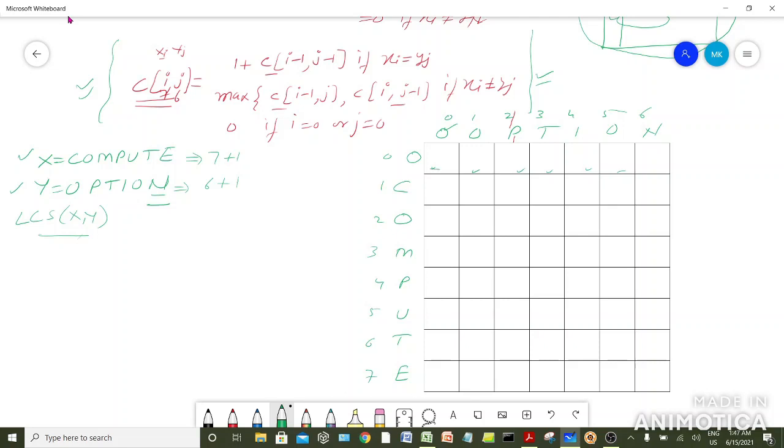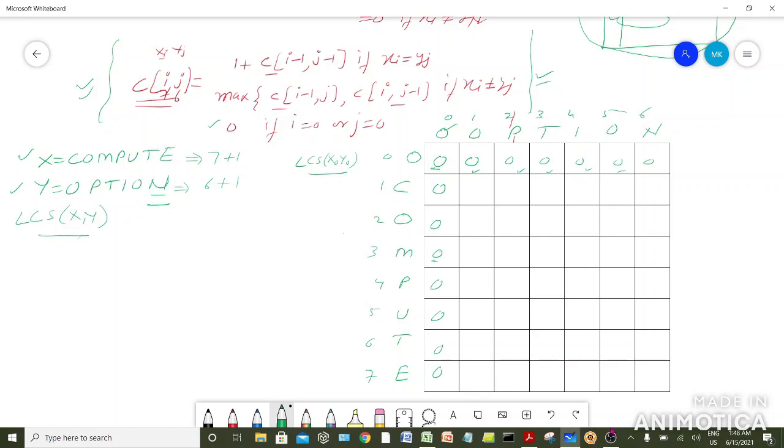So this value 0 0 means we are going to find the LCS of x0 and y0. By the definition, by the third line, it is going to be equal to 0. Now concentrate upon this column. In this column, the length of x is going to be increased, but the length of y remains equal to 0. So this column is again going to have values which are equal to 0.